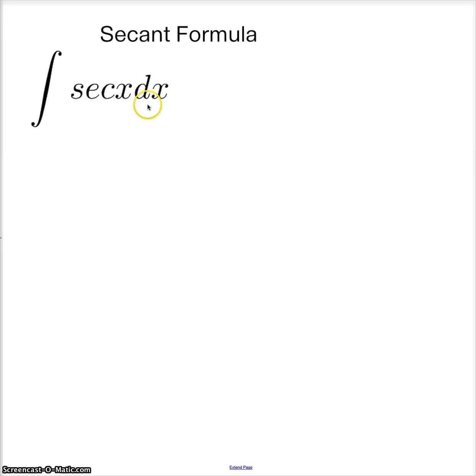Now, let's look at the secant formula. The secant is 1 over cosine. Now, that's not very helpful. Using that substitution won't help. So sometimes you have to manipulate this. What if I write this as the integral of secant x and I multiply by 1? But I'm going to choose my 1 to be very carefully crafted. So what if I multiply by secant x plus tan x?